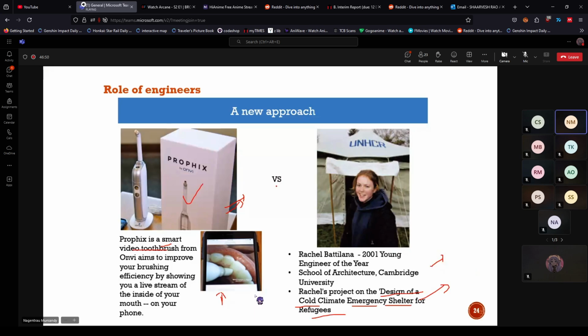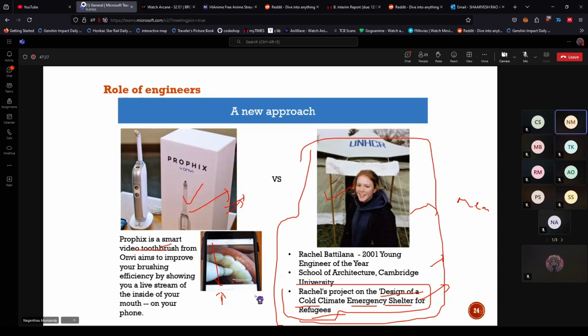So you see, compared to this and this, of course this is more meaningful, right? This is, of course, a great technology. I agree with it. But again, does everyone need this? Here, this project is something that people really need. So this is how we can compare a sustainable approach. As a future engineer, we should focus more projects on this. The projects should be meaningful and should solve some problems.